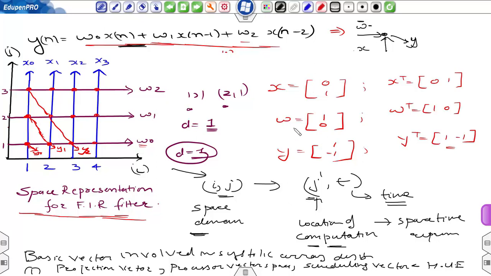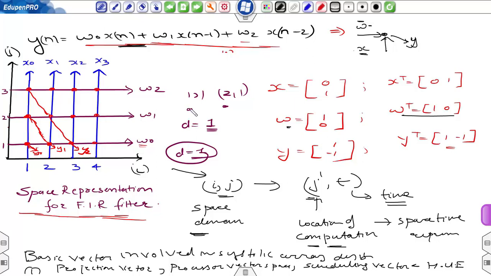vector for w can be given by a column matrix [1 0], and w transpose is [1 0], a row matrix. The vector for x is a column matrix that is [0 1], and its transpose is a row matrix. The output vector is also a column matrix given by the value [1 -1].